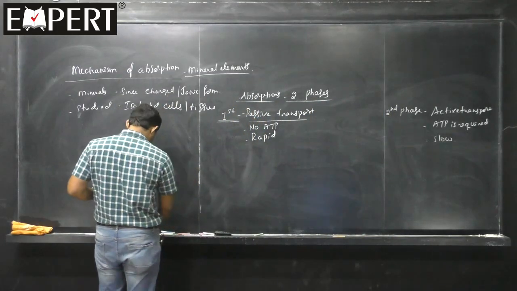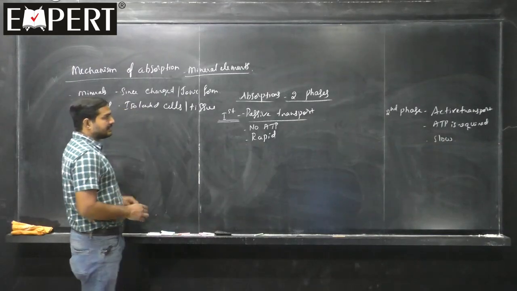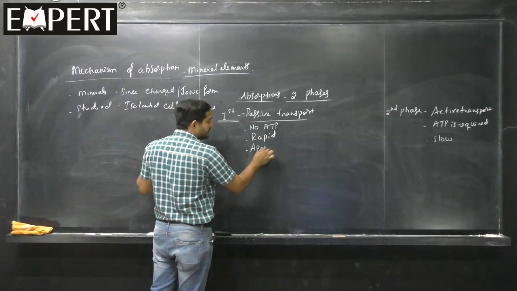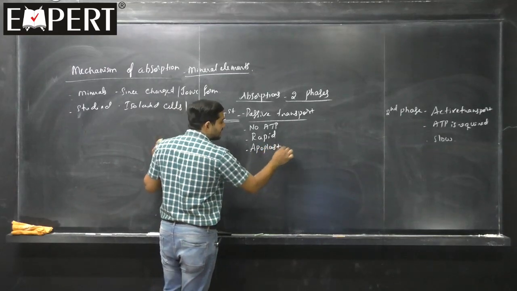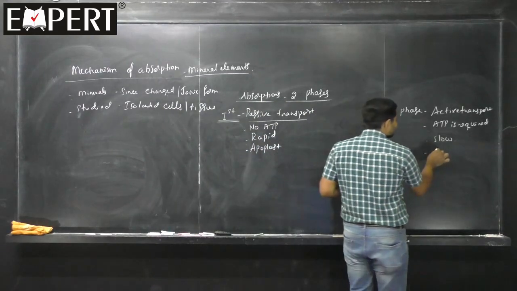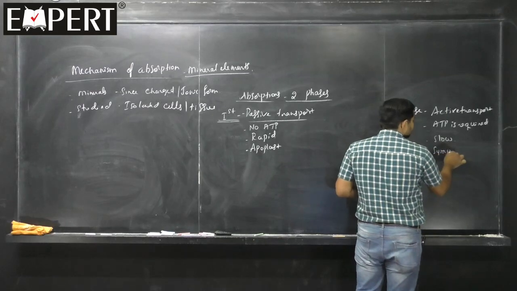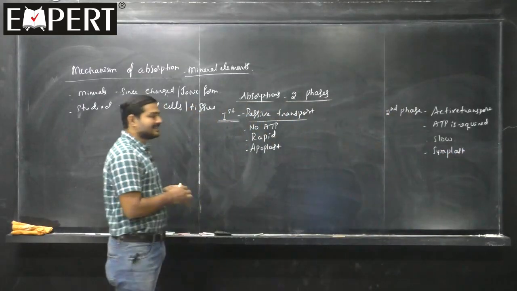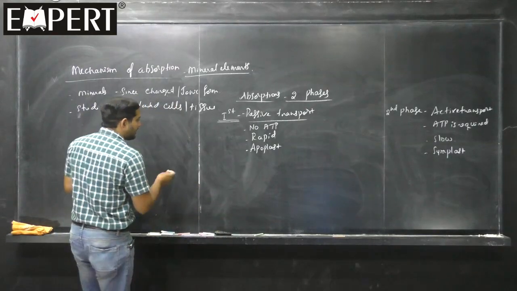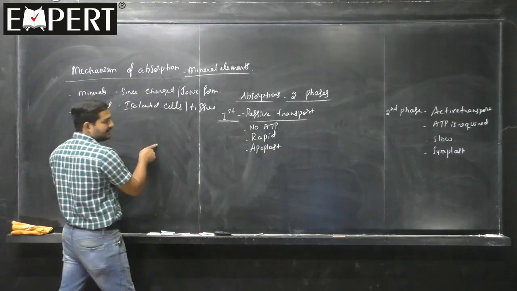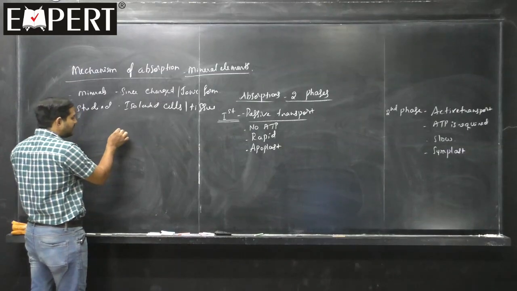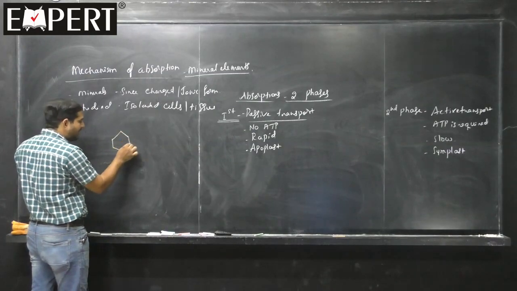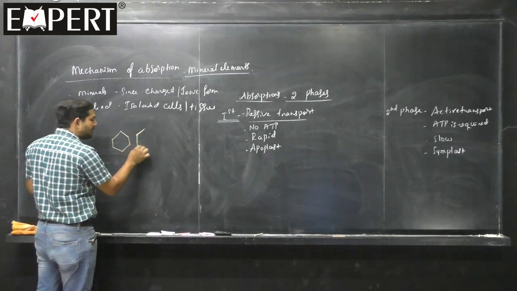Now listen. The first phase occurs by apoplast. The second phase occurs by symplast. This should be the point that should be noted down. See students, for that I will be drawing a diagram here. These are all the cell membrane I am drawing now. Cell membrane.